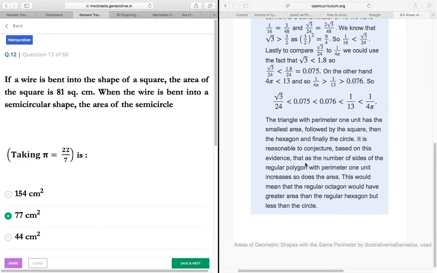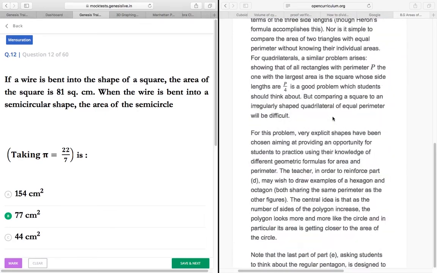So if you have a wire and you bend that into a triangle, and then you bend that wire into a circle, the area of the circle will be predominantly bigger than the area of the triangle. Or I can go with square and triangle. The area of the square is more than the area of the triangle when the perimeter is the same, because the number of sides in the square is more than that of the triangle. Hope this is clear. And then they say this would mean that a regular octagon would have greater area than a regular hexagon but less than a circle.